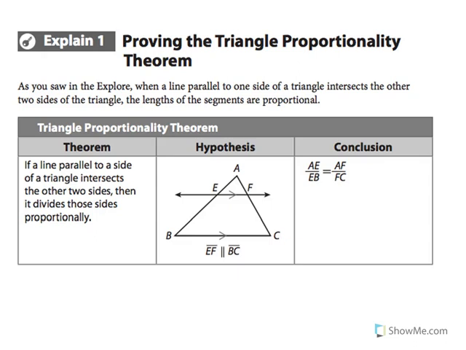Hypothesis: we have a triangle ABC and we have a line EF parallel to BC. Then we say that the segment AE over the segment EB is equal to the segment AF over the segment FC. So this is the conclusion.